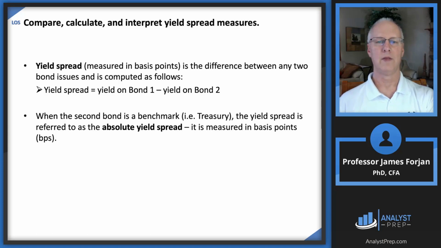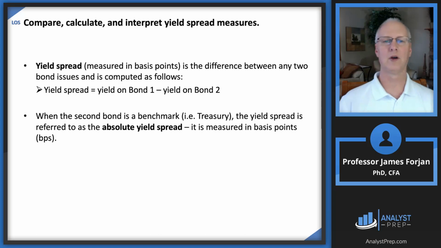And when the second bond is a benchmark bond, then the yield spread is sometimes referred to as the absolute yield spread. And this is important for corporations to know. If the government is borrowing at 5% and the corporation is borrowing at 8% over the same time period, let's say, well, then those are 300 basis points. That's going to reflect the credit rating or the credit quality of that particular bond.